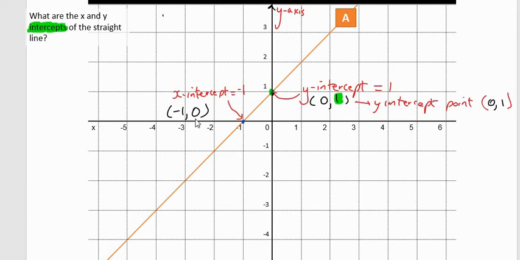So, do you understand when we say intercept and when we say intercept point? When we say intercept, we're asking for how many values? Our value. So when we say intercept, we're asking for the x-axis value and the y-axis value, and the intercept point is where the line intercepts with the axis.